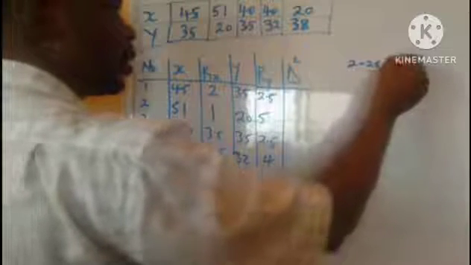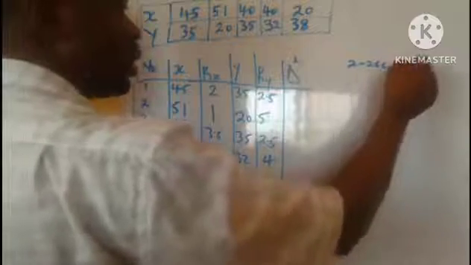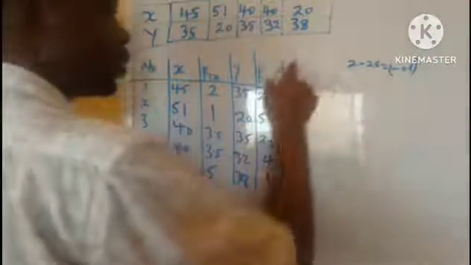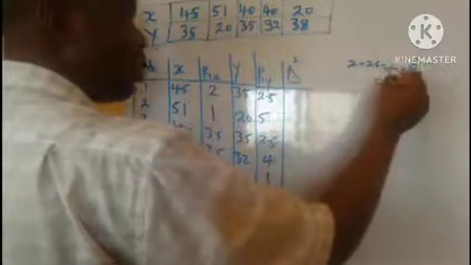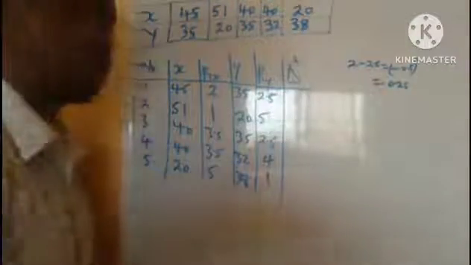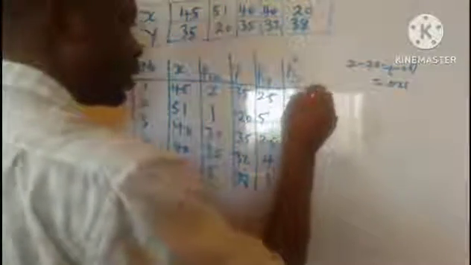What is it going to give us? It's going to give us minus 0.5. This is the difference, minus 0.5. When you square it, what does it give you? Minus 0.5 times minus 0.5 is 0.25. So we are going to put 0.25 here.